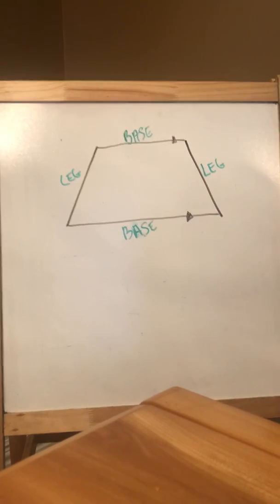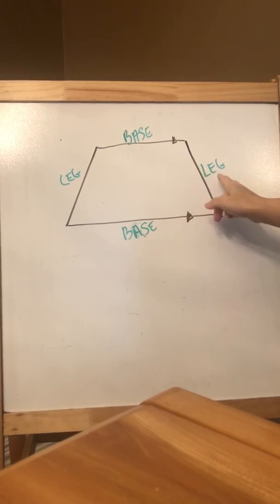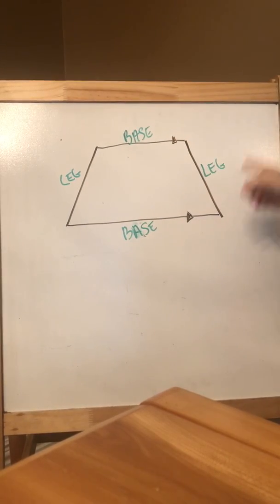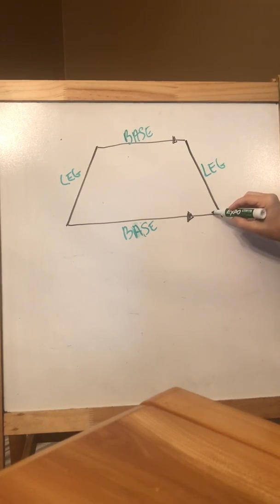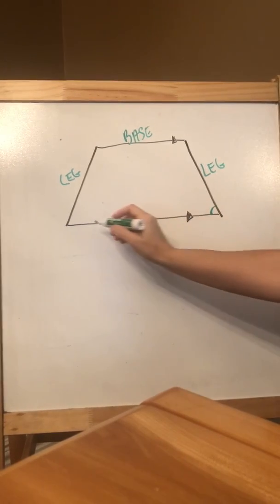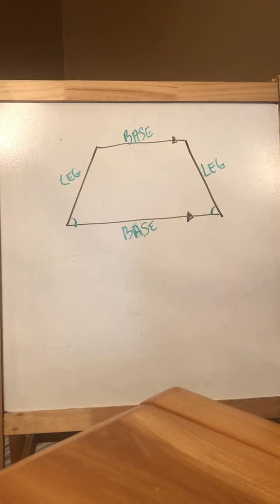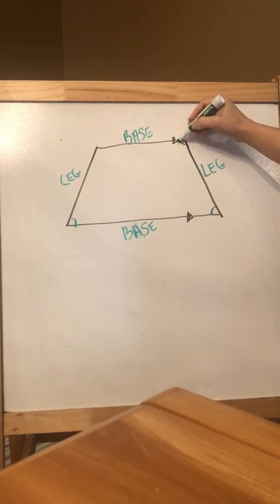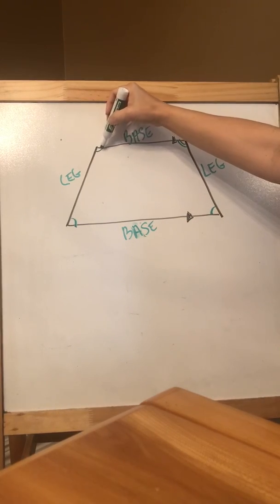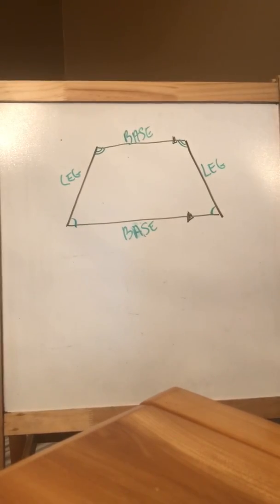So a couple of important things to know. Your bases are not going to be congruent. Your legs may or may not be congruent. Sometimes they're not going to be congruent. Sometimes they are. All right, so these angles down here are called your base angles. This is just like on a triangle. And then we have more base angles up here. Sometimes these base angles will be congruent, and sometimes they won't be congruent.